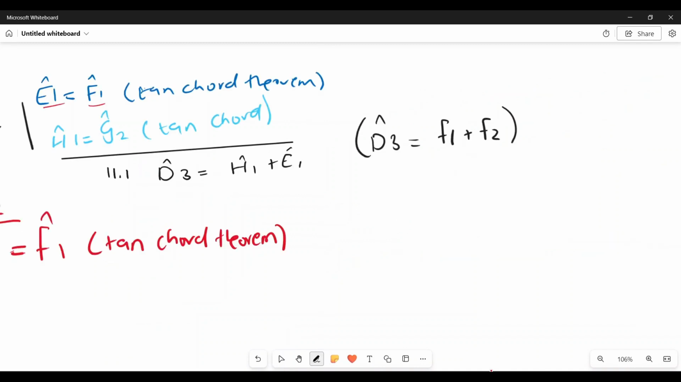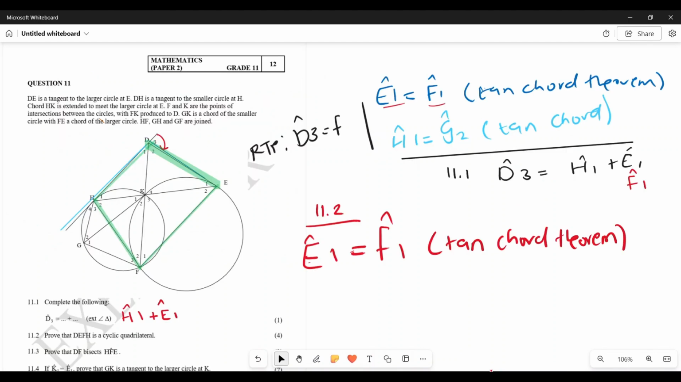So here, I could just substitute F1. Now I'm left with proving that, right? So can you see that here? I'm left with proving that H1 would be equal to F2. Now, if I could prove that H1 would be equal to F2, can you see that now my whole of D3 is going to be equal to F1 plus F2, right? Now, let me see how I can interlink the two, H1 as well as F2. Now, let me highlight them here. This is my F2 and this is my H1.